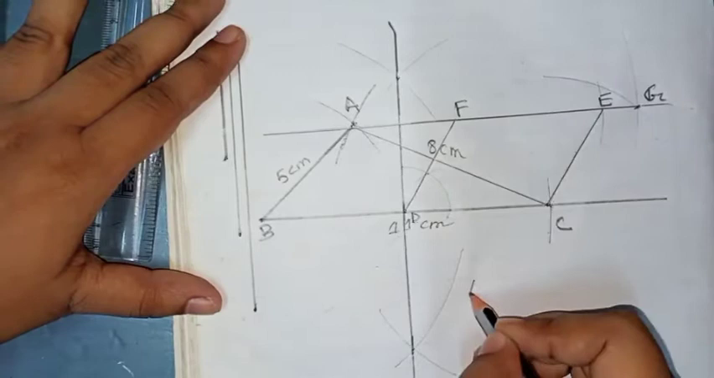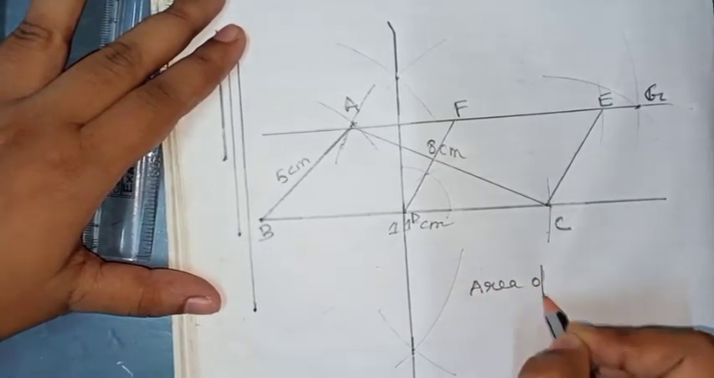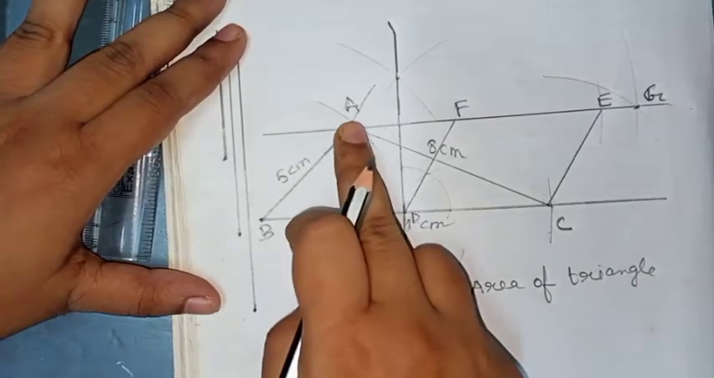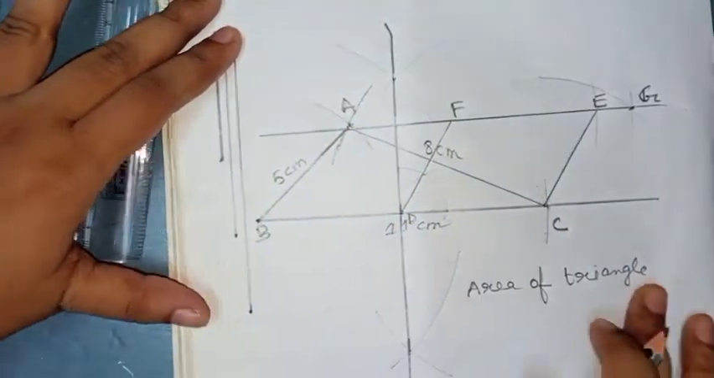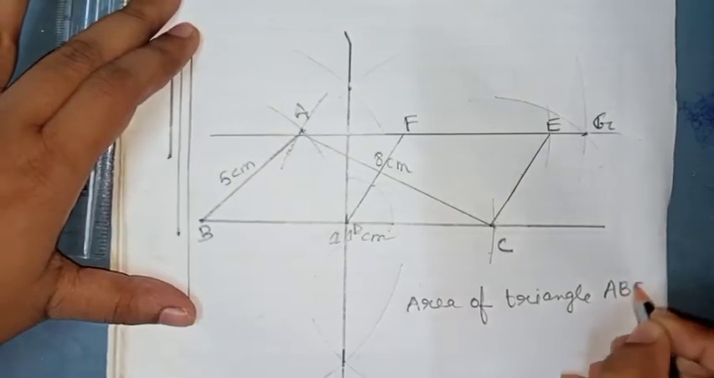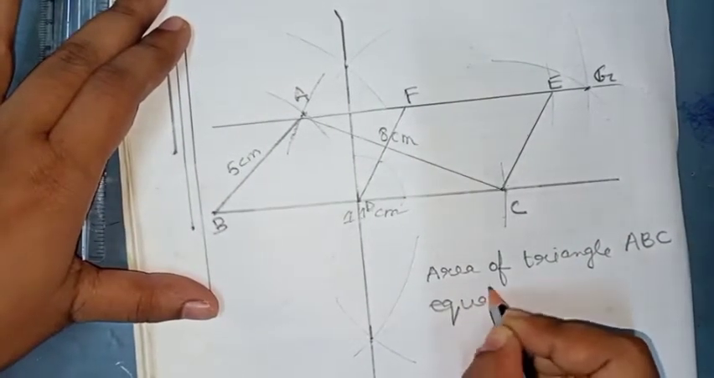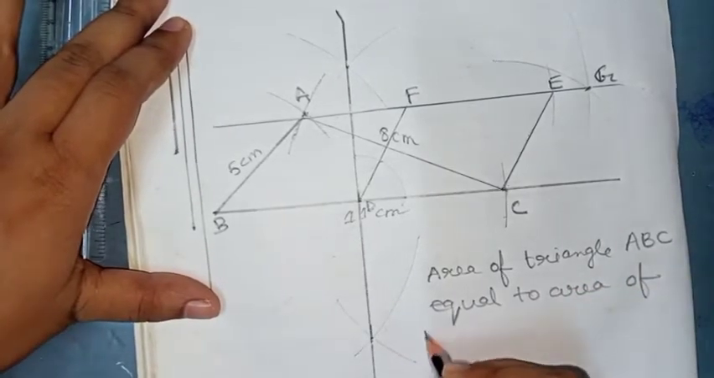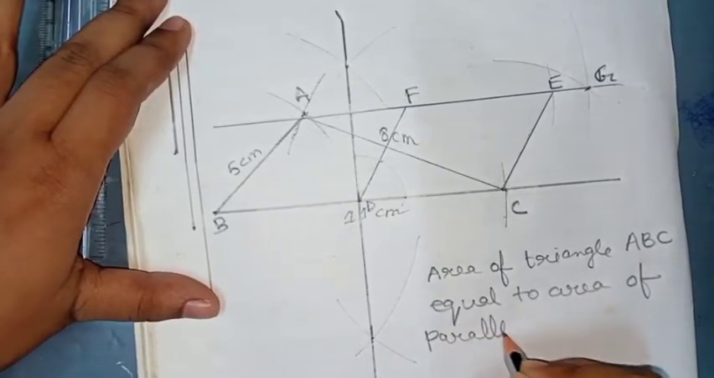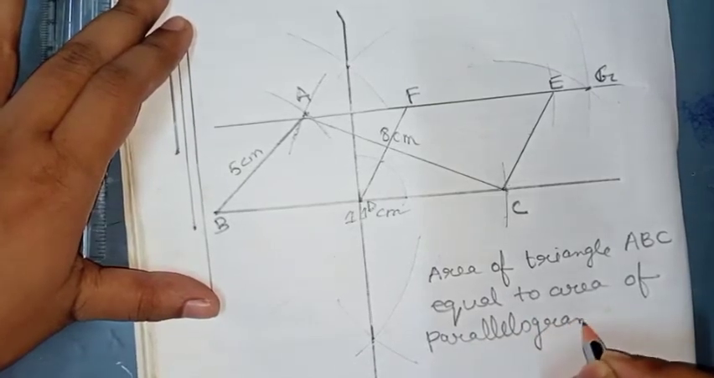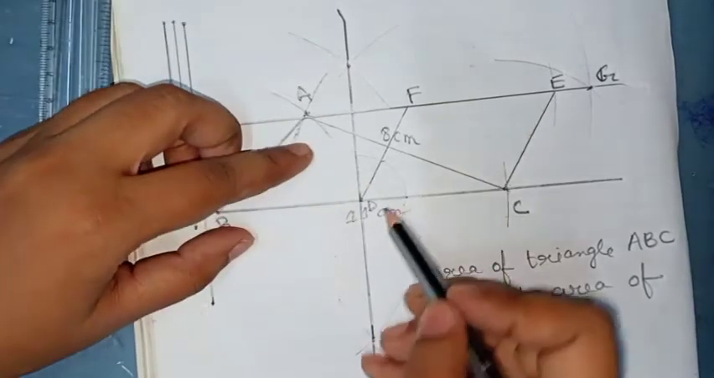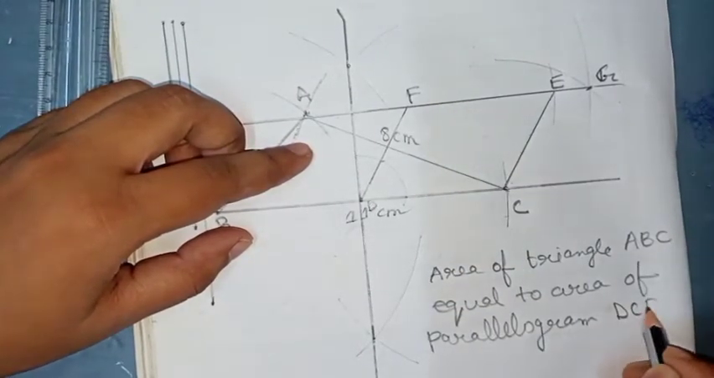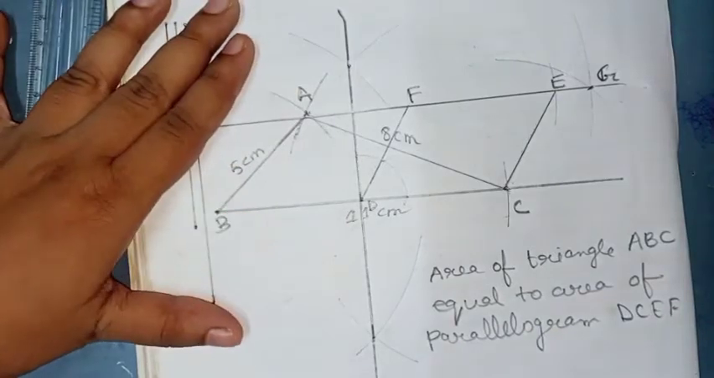So what will you write? Area of triangle ABC is equal to area of parallelogram DCEF. Again I am telling you the process.